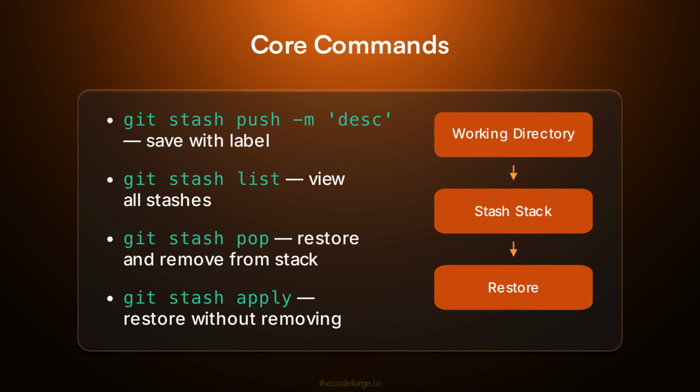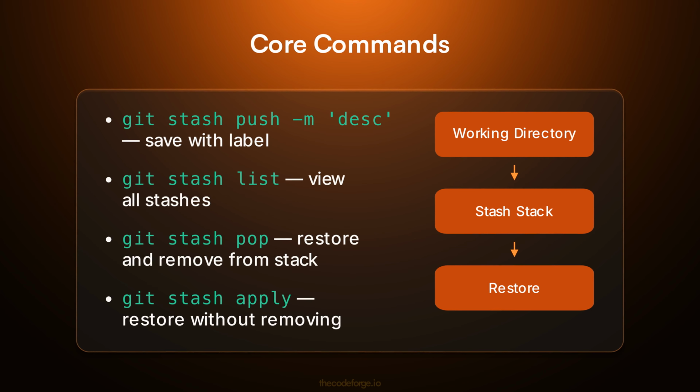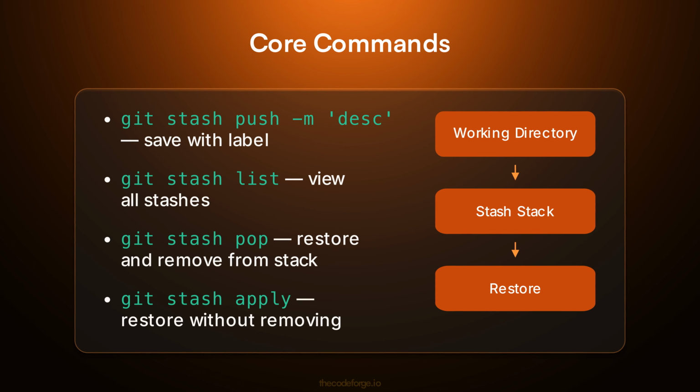The core commands are straightforward. git stash push saves your changes with a label. git stash list shows all saved stashes. git stash pop restores the latest stash and removes it from the stack. git stash apply restores without removing. And critically, git stash -u includes untracked files.